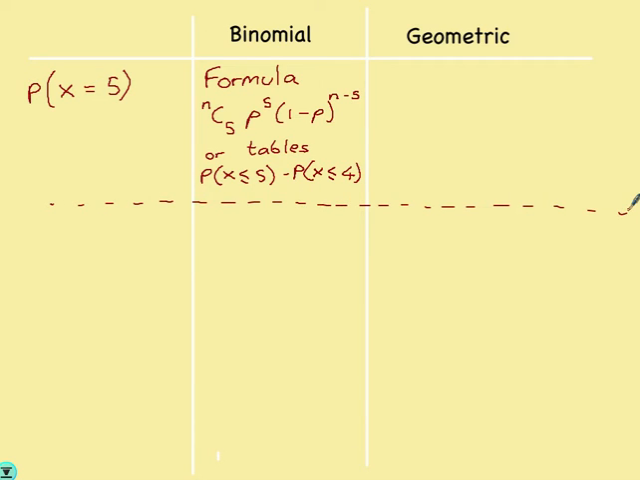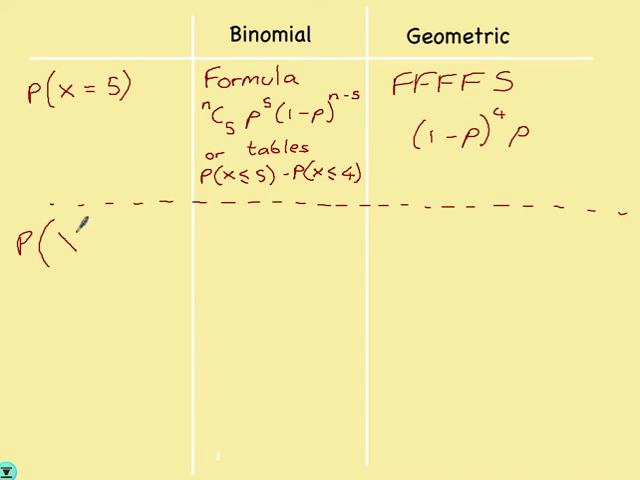As for geometric, if you're successful on the 5th go, we're going to have a fail, a fail, a fail, a fail, and a success. So that is a fail, 1 minus p, to the 4, and times your probability, and that's to the 1, isn't it? So use a formula on that one. There's no tables for geometric. Next one.